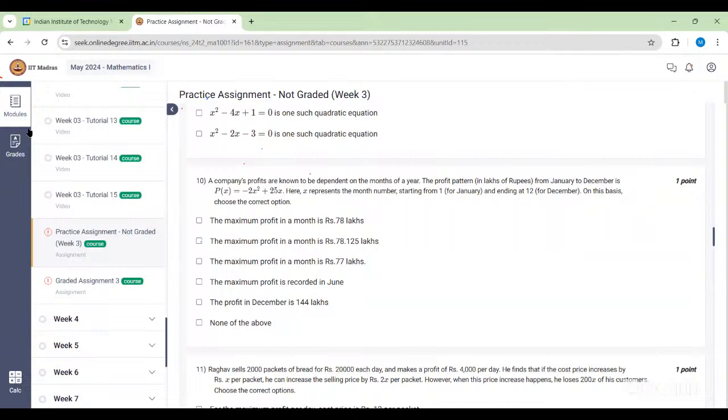Is it okay? So let's see. P of x is minus 2x square plus 25x. Because it is giving us the month, x represents the month number starting from 1 for July and ending at 12. If the answer is in decimal, then also we can say, because in June there are 30 days, so we can say June is the answer. Minus b by 2a.